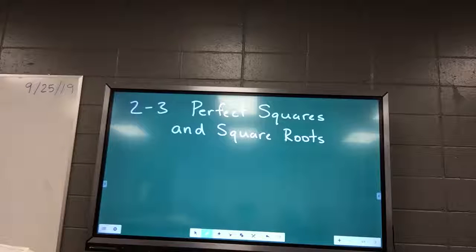Wait, oh, this is perfect squares and square roots. Oh man, okay. Sorry, I should have said that before. Do you know what 14 times 14 is? 196. That's 14 times 14, if you didn't know that.